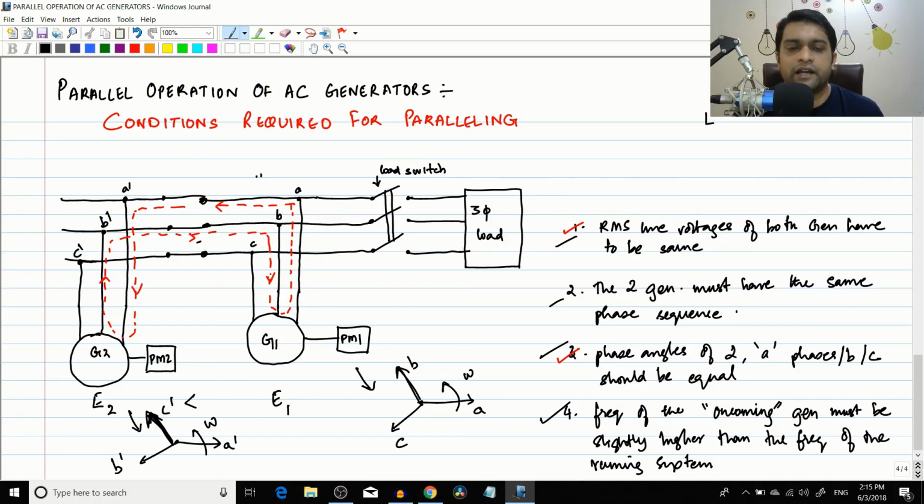So today I think we can conclude the generator. We have gone through some important points, that is, conditions required for paralleling.